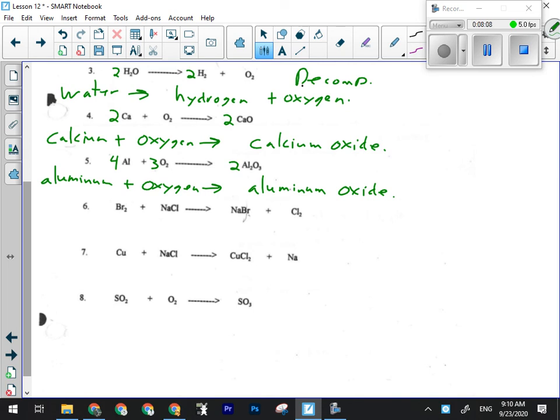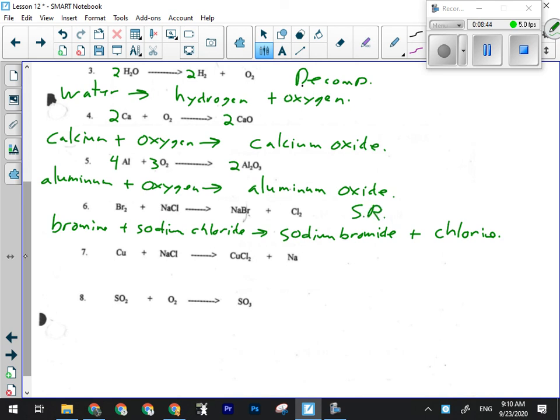Hannah, making sense? Okay. Number 6, okay, we got bromine, okay, reacting with sodium chloride. And that's going to make sodium bromide. And chlorine. Okay, what kind of reaction are we looking at there? Single replacement, okay? In this case, the element is a non-metal, okay? But it's still a single replacement reaction. What should I balance first?